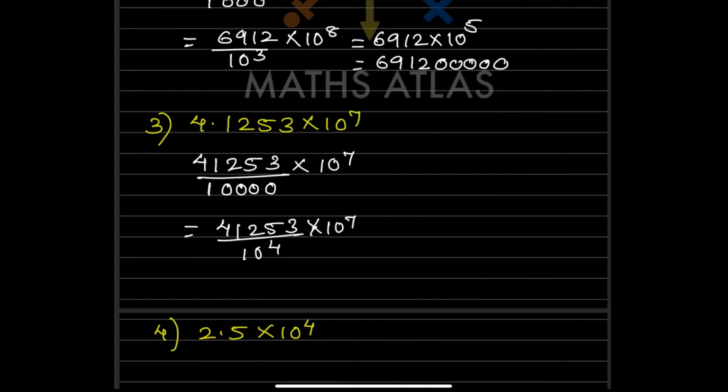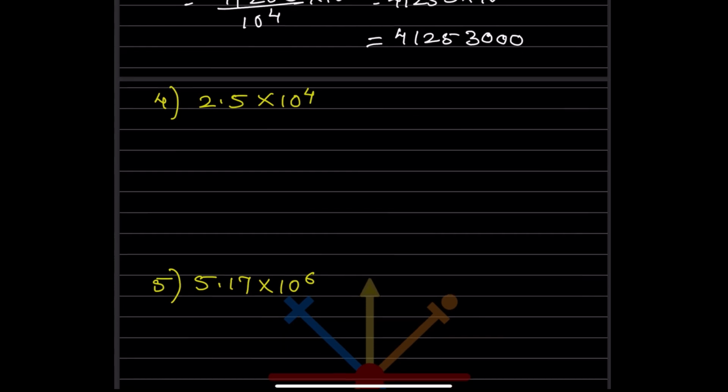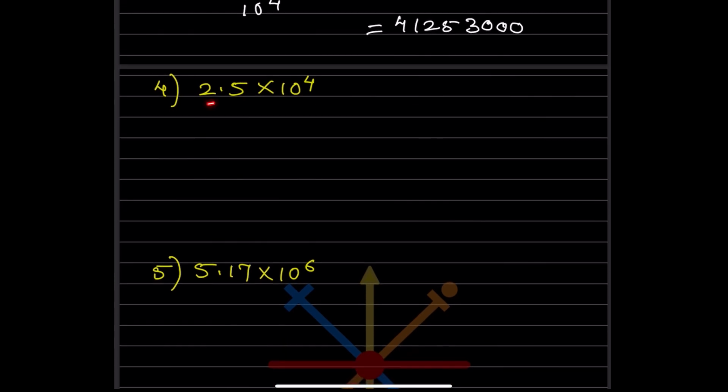And so now look at here. 10 raised to 7 divided by 10 raised to 4 means that will be 7 minus 4. So this is going to be 41253 into 10 raised to 3. So now how will you write this one as 41253 and 3 zeros.